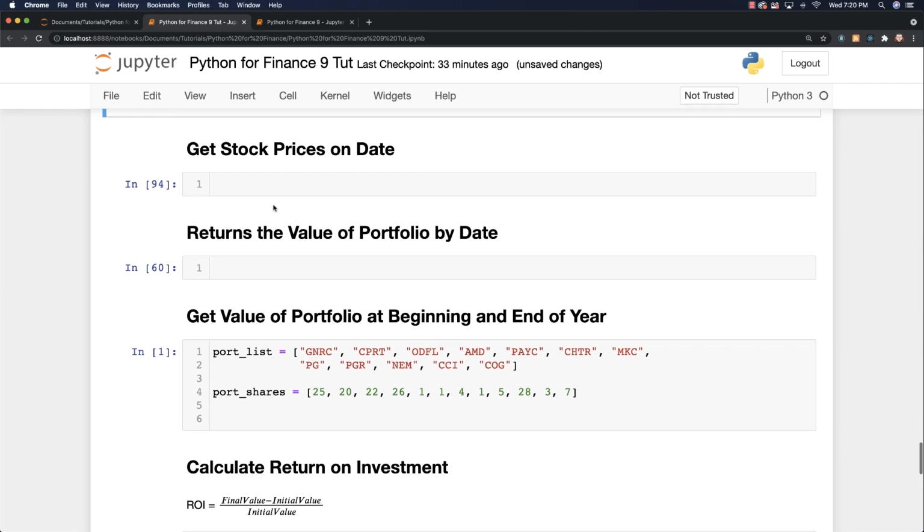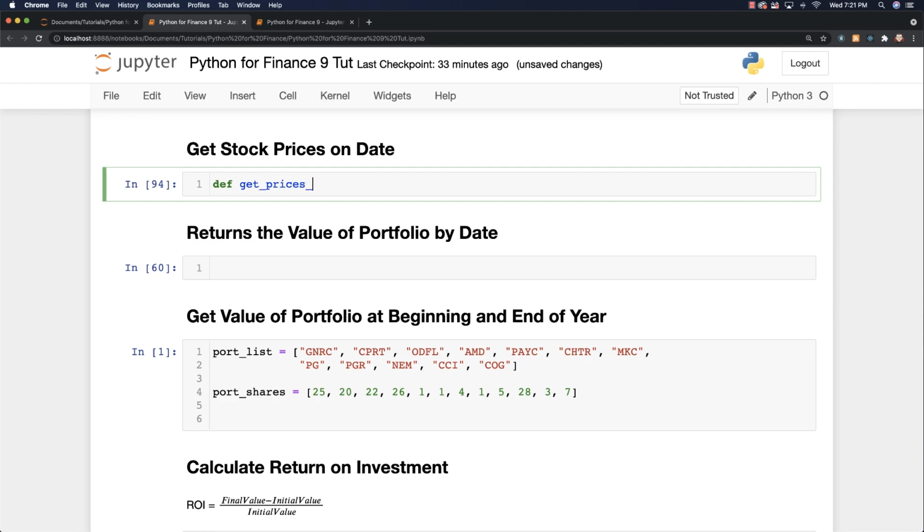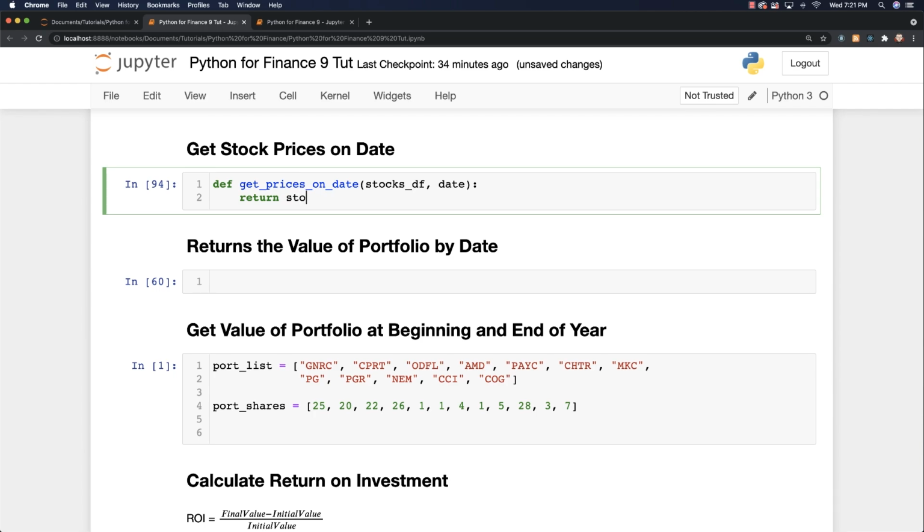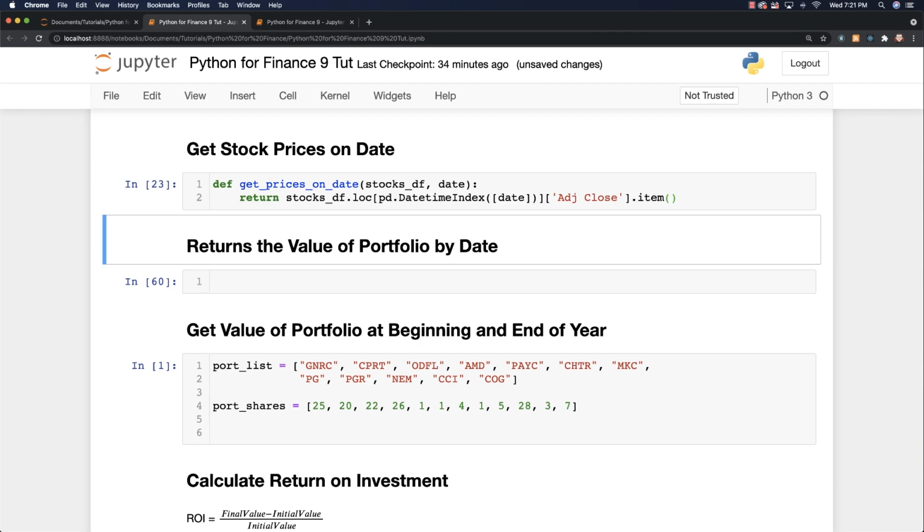It's going to be more interesting, though, to get this for entire portfolios, so that's what I'm going to focus on. Another thing I want to do is get stock prices at specific dates. So I can go get prices on date, and you pass in a stocks data frame and a date that you want information for. We just return stocks data frame dot LOC, and inside go PD dot DatetimeIndex, referencing the dates, which every price has. Then we say adjusted close, and if we specifically want a value at a specific time, you put item right there.